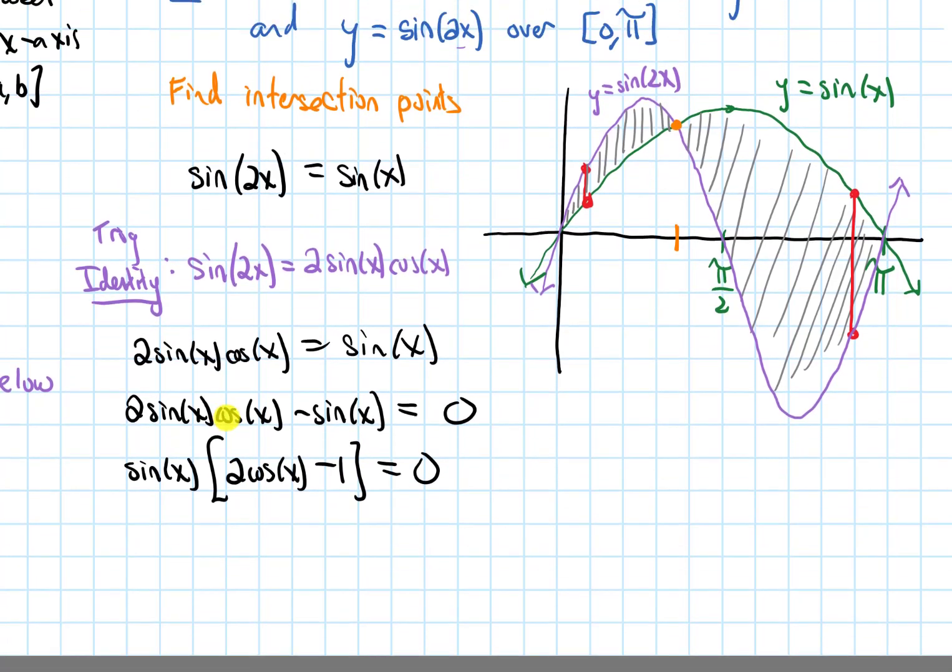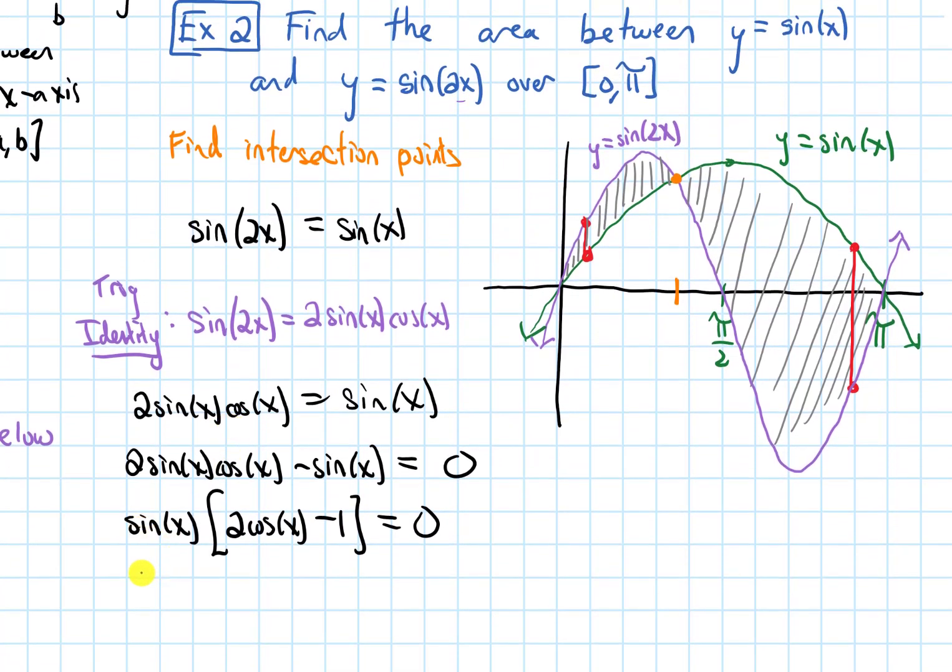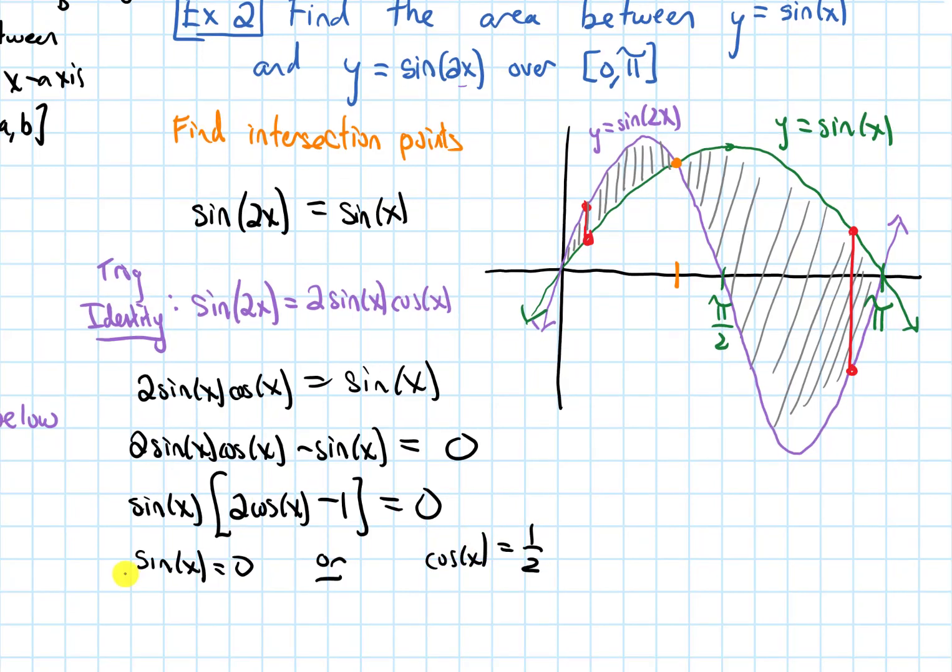Okay, now from here it's not going to be too bad. From the sine x term, I get sine x equals 0. Or from this cosine portion, I get cosine x equals 1/2. So when is sine x equal to 0? On our interval from 0 to pi, this just happens when x is 0 and pi. And what about cosine x being equal to 1/2? Well, on our interval from 0 to pi, that only happens when x is pi over 3.